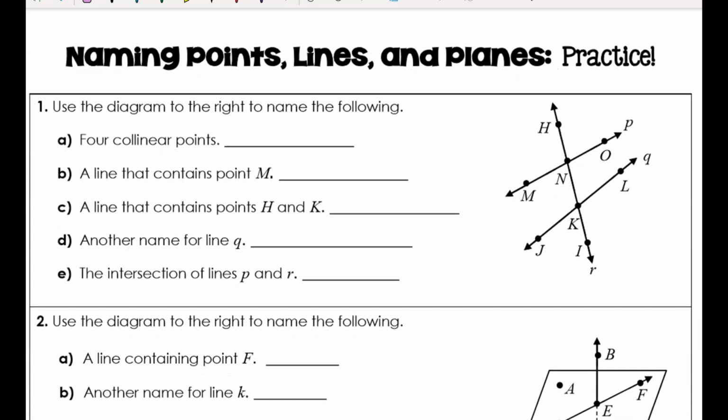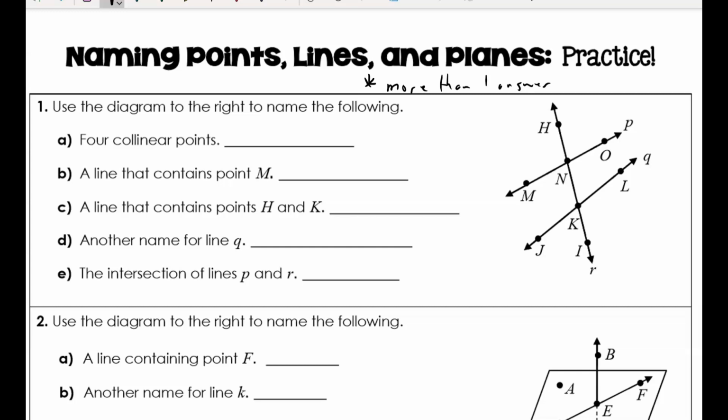So 4 collinear points. Now some of these have more than one right answer, so when that happens, I'm going to put a little asterisk, and that means there's more than one answer. And that's just the nature of the beginning of geometry. That won't always be the case, but it's the case right now.